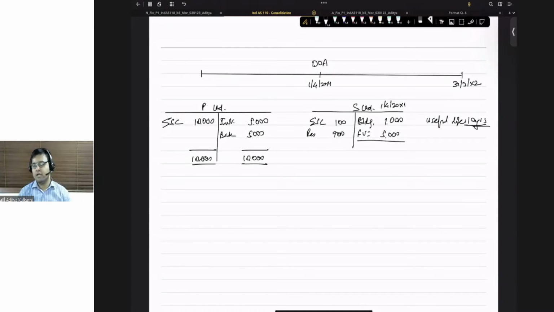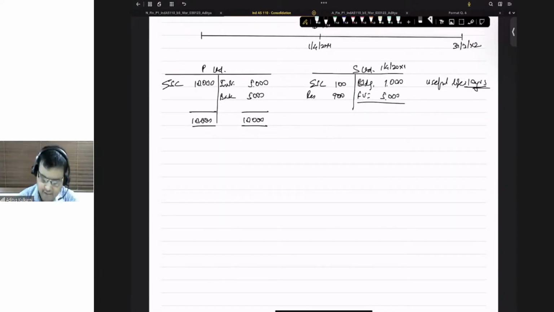See, land was a non-depreciable asset. So its work is finished. So there is no problem here. Now let us move to doing the adjustments. I have kept the figures the same. I have not changed anything.